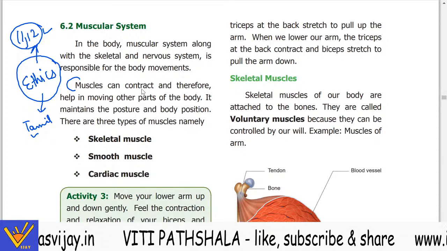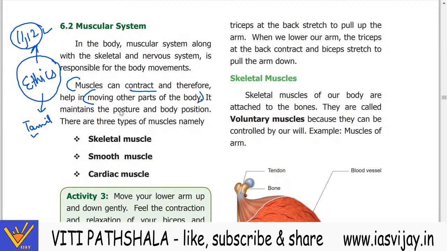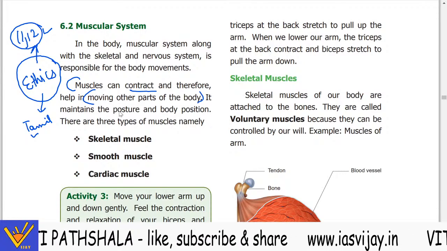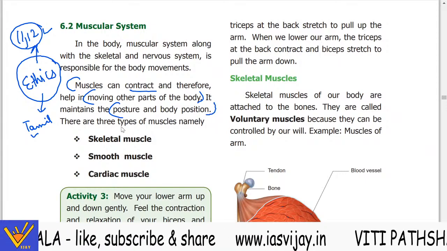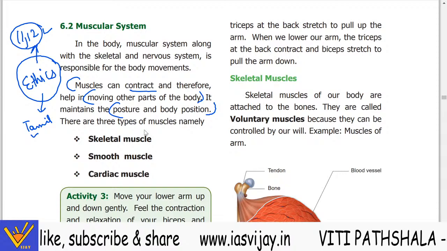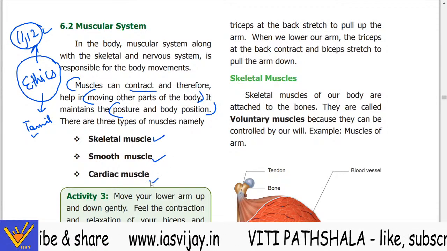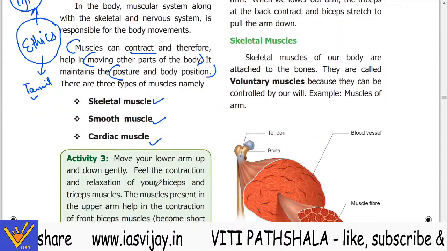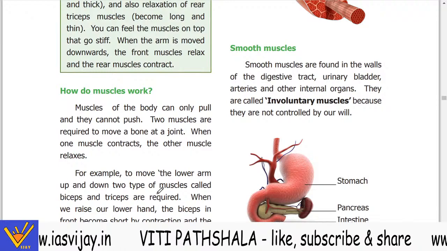Now muscles can contract and therefore help in moving other parts of the body. It maintains the posture and the body position. There are three types of muscles, namely skeletal muscle, smooth muscle, and cardiac muscle. So how do the muscles work?